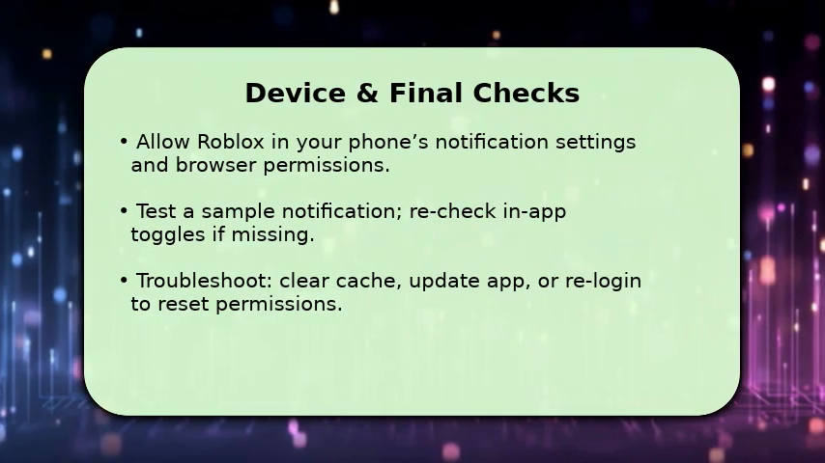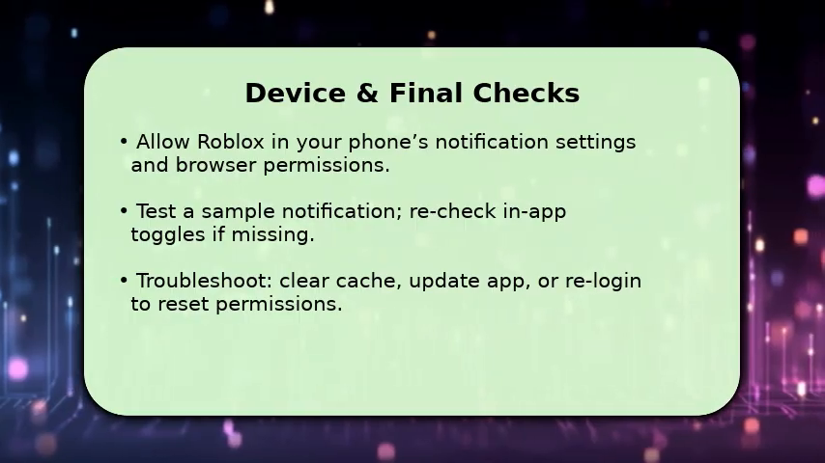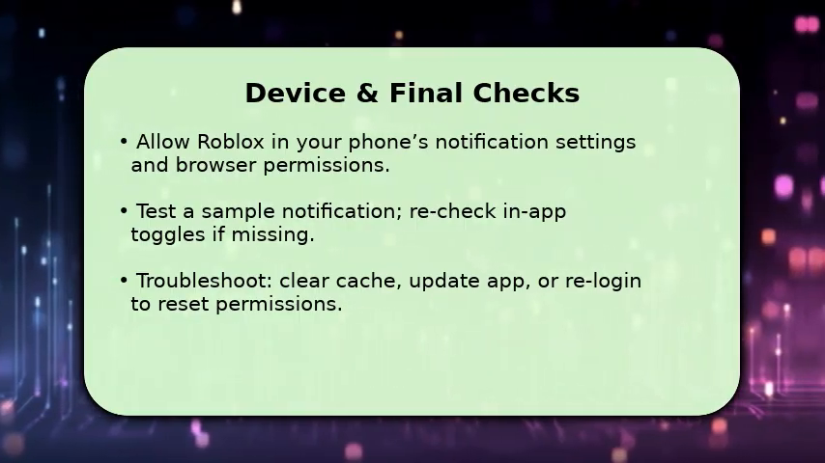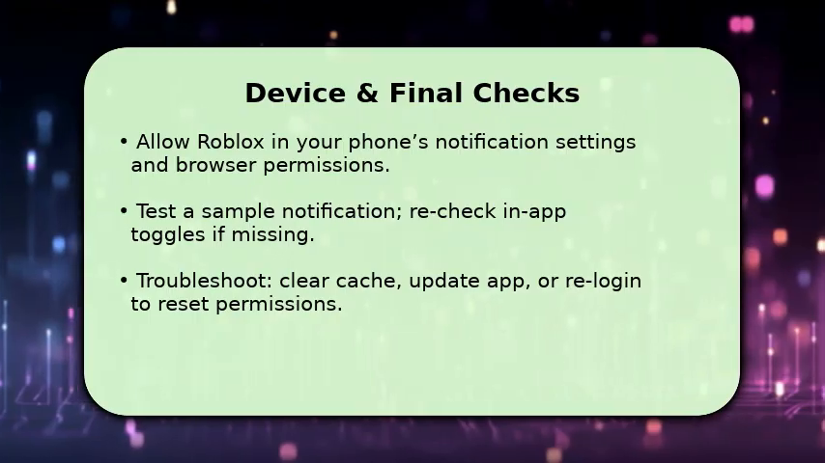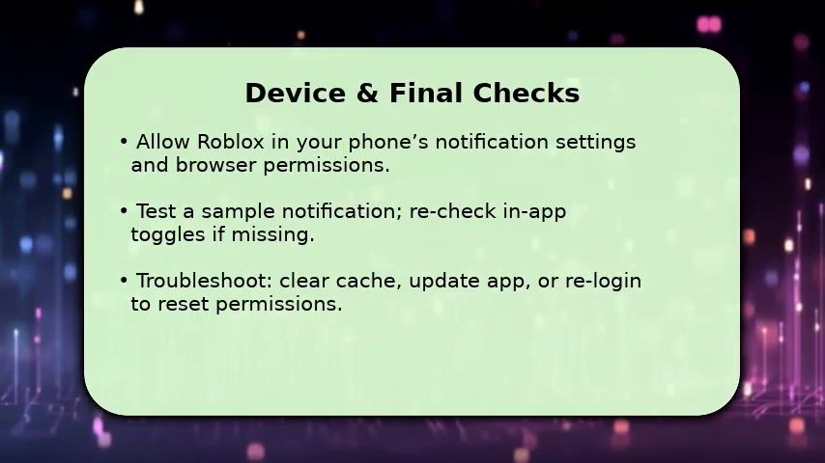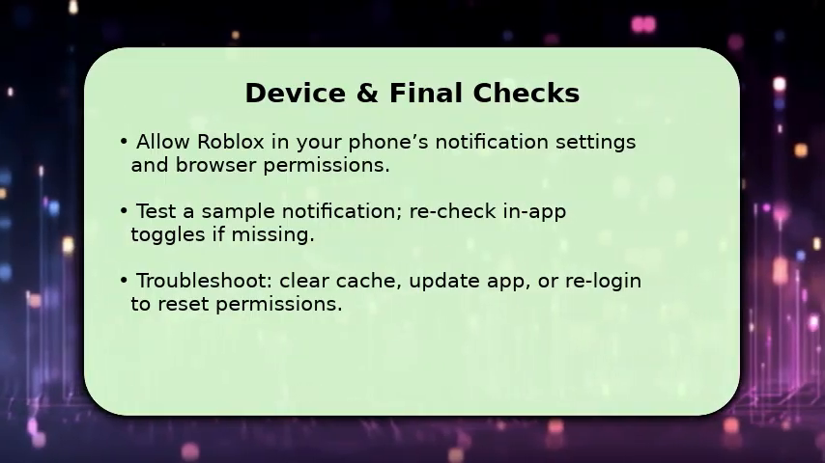Finish by aligning device permissions with your Roblox settings so alerts can arrive. On your phone, allow notifications for Roblox in system settings. On desktop, permit site notifications in the browser. Then trigger a test, send a friend request or message from a second account to confirm delivery.